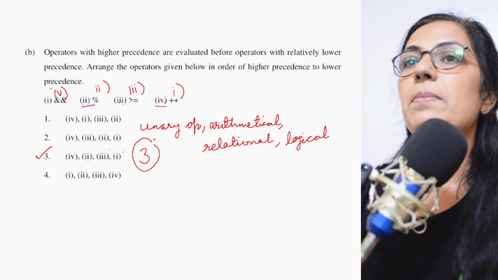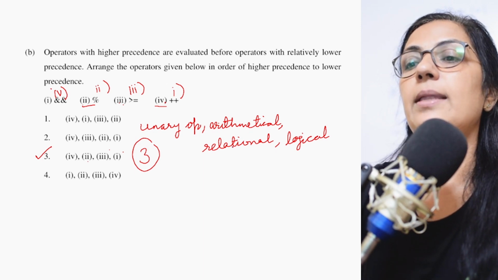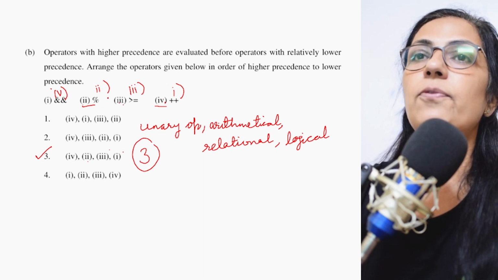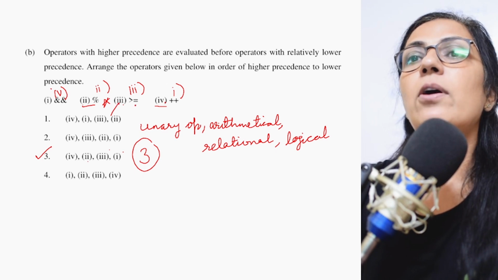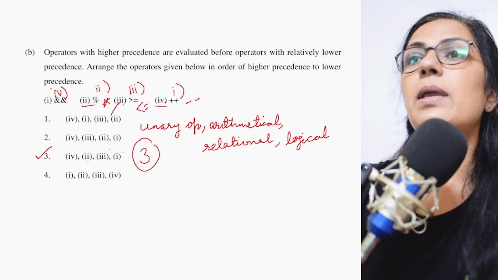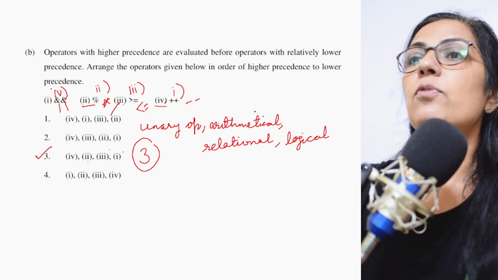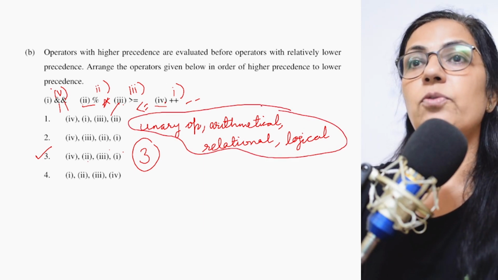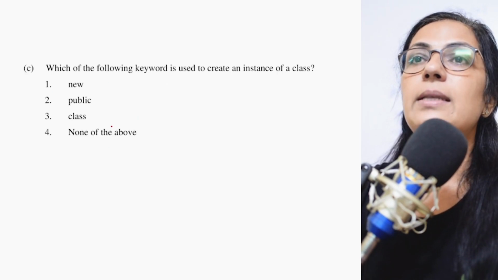Children, always remember this order: unary operator, arithmetical operator, relational, and then the logical operator. You may get in the question paper, instead of the modulus symbol, an asterisk mark or slash mark. For relational, you may get less than equals to. For unary, you may get the minus minus symbol. For logical, you may get the or operator. So once you know this order, it will be easy for you to find the answer, right? Now we move to the next question, that is the C part.